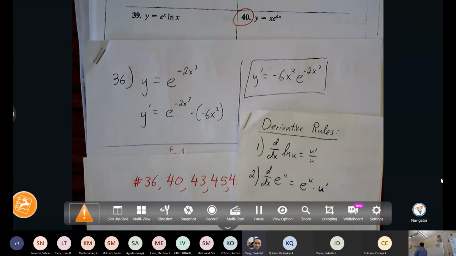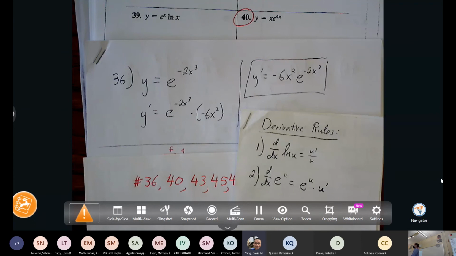Okay, now look at 40. There's something else involved besides just e to the u times u prime. What else do we have to involve here for 40? X, right? So we can't just, it's not as easy as just finding the derivative of x and the derivative of e to the 4x. There's something else. What else is needed? Do you see a process?